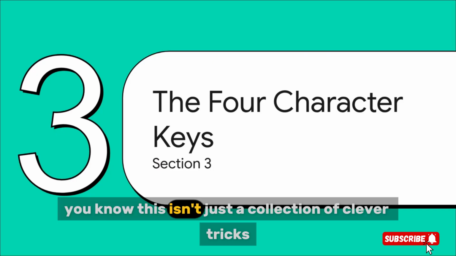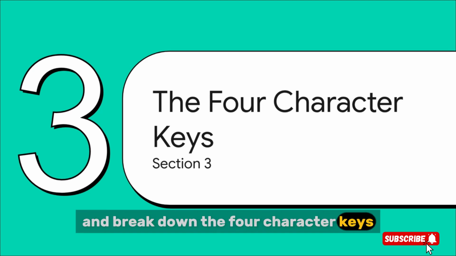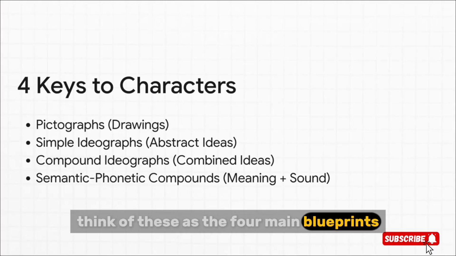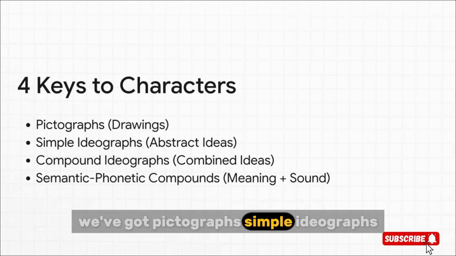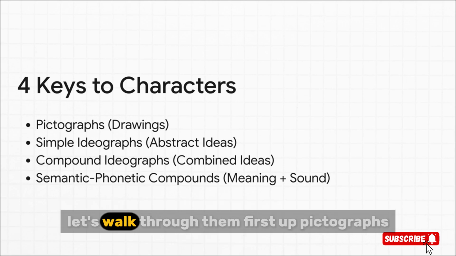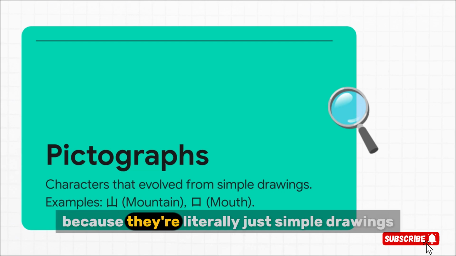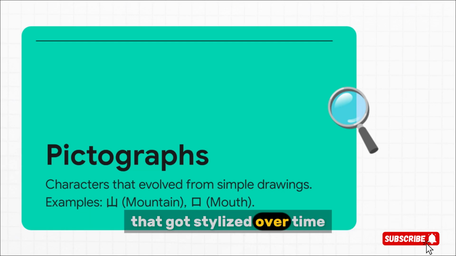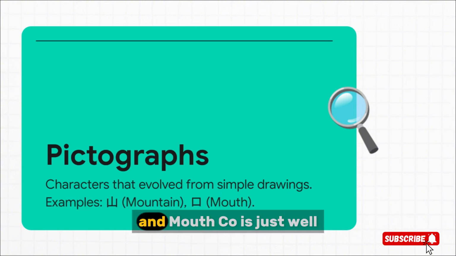You know, this isn't just a collection of clever tricks. It's actually a formal system. So let's get into Section 3 and break down the 4 character keys. Think of these as the 4 main blueprints for how almost every Chinese character is made. We've got pictographs, simple ideographs, compound ideographs, and semantic-phonetic compounds. Let's walk through them. First up, pictographs. These are the easiest ones to get because they're literally just simple drawings that got stylized over time. For example, the character for mountain, Shan, looks like 3 peaks, and mouth, Ko, is just, well, a square mouth.